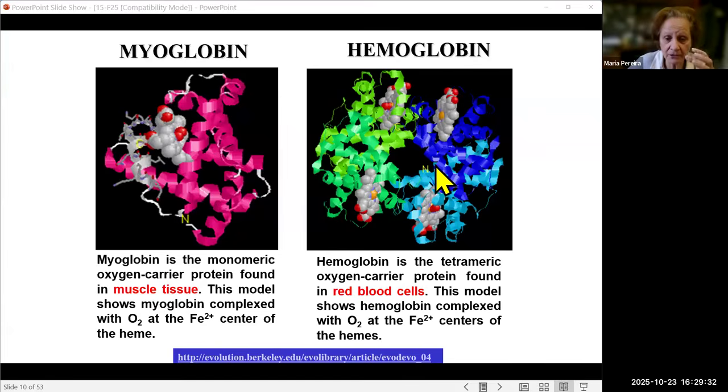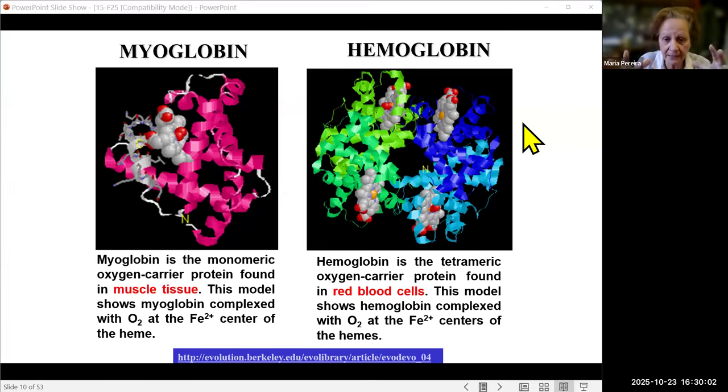So the red blood cells essentially lose all the organelles once they are mature, and they contain hemoglobin. Hemoglobin is a complex molecule. Remember sickle cell anemia, the mutation in hemoglobin? It has four polypeptides. So we call it a tetrameric oxygen carrier protein. Tetra means four. So it's four peptides that come together to form hemoglobin.